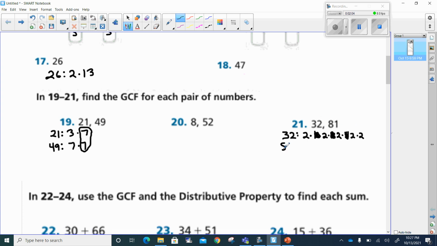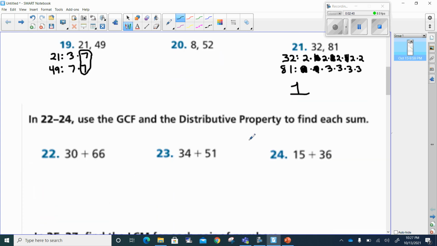Now let's look at 81. I know 81 is the product of 9 times 9. I know 9 is really 3 times 3, which means this 9 is also 3 times 3. And I realize there is no common factors here, which means the only common factor, if we had used the rainbow method, would be 1 times 32 and 1 times 81, which means 1 would be the greatest common factor.